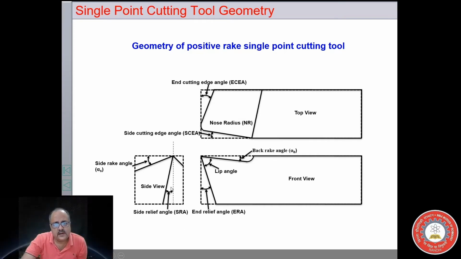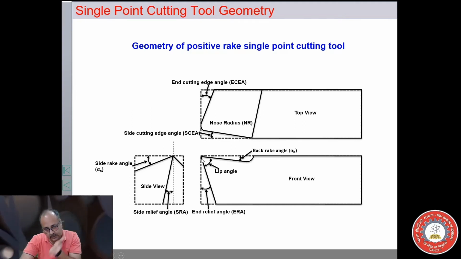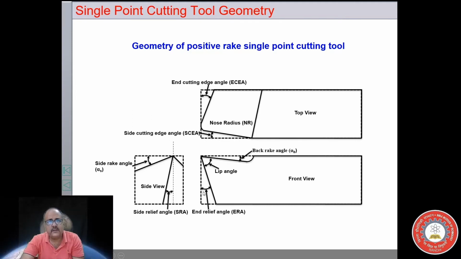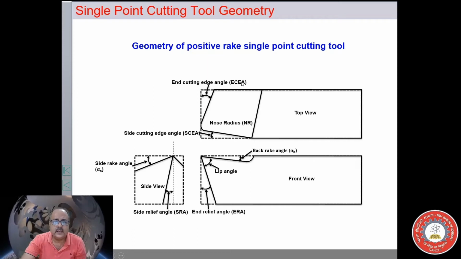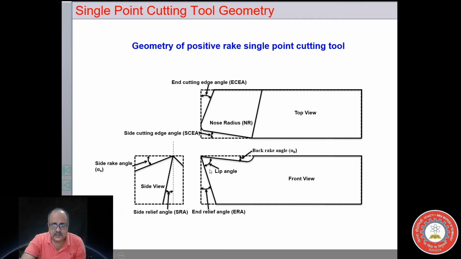So this is the side relief angle, the angle by which the side flank is relieved like this. And this angle is called the end relief angle, and the angle by which the side face is inclined away is called the end cutting edge angle. As this tool is moving in this direction for longitudinal feed, this will prevent this side from rubbing against the finished machined surface.